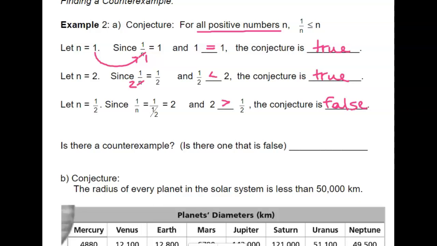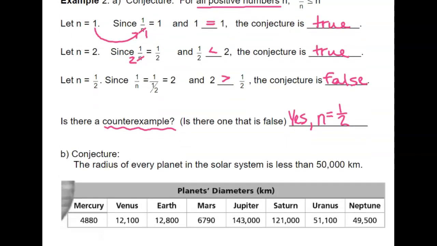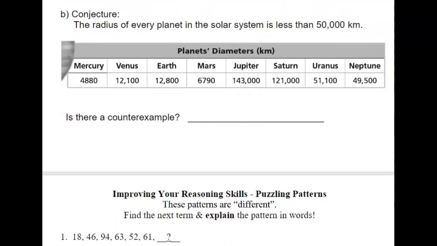So we have found one example where the situation is false. What is that called? Well, that's called a counterexample. So there is a counterexample, yes, and that counterexample is when the positive number is 1/2. That makes the conjecture false. So we've proven that this is not true. So let's try another one.